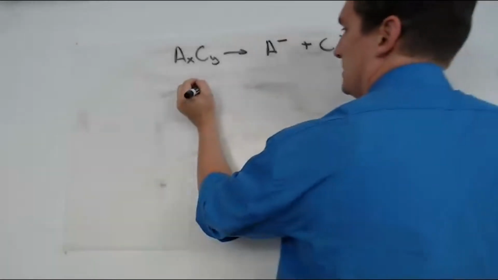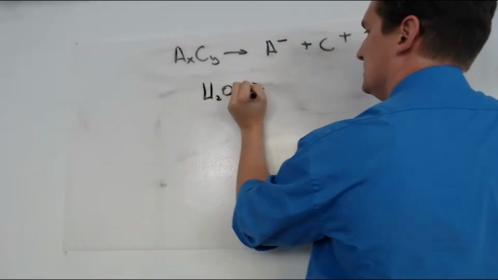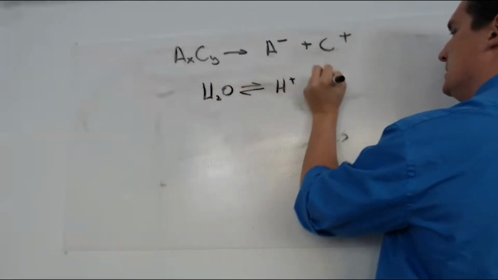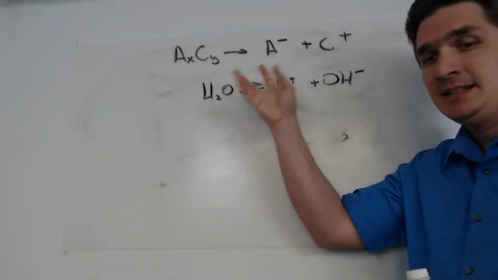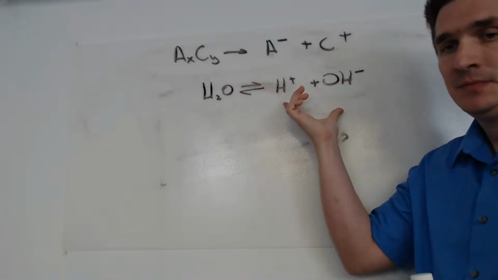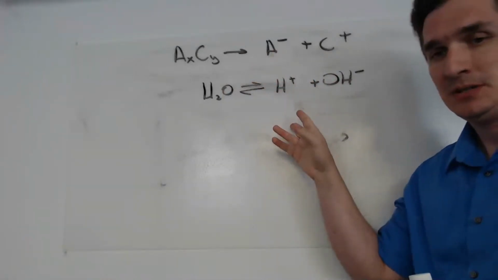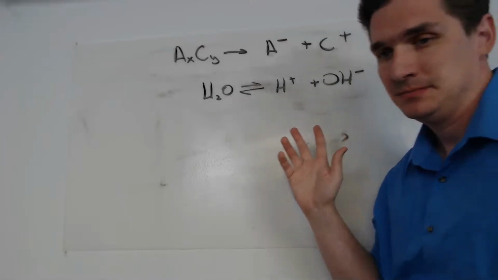So water is going to break into two ions, H plus and OH minus. So the question is, do the anions and the cations react with the water? So the anion is negative. What do you expect it to react with, the H plus or the OH minus?